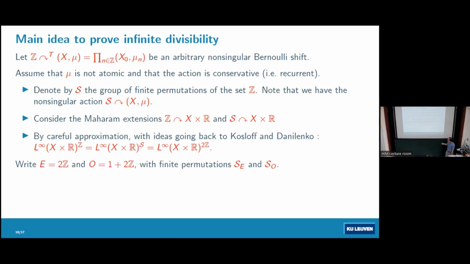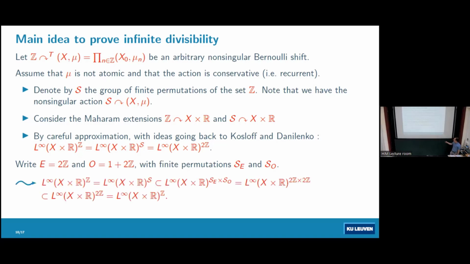Now, if we do the following, divide z into the even part and the odd part, both correspond to somehow the infinite product: you write it as the product of the even times the product of the odd, and on both you have finite permutations only permuting the even part, only permuting the odd part. And now we can have a whole chain of inclusions. So the z-invariant functions is the same as the s-invariant functions.